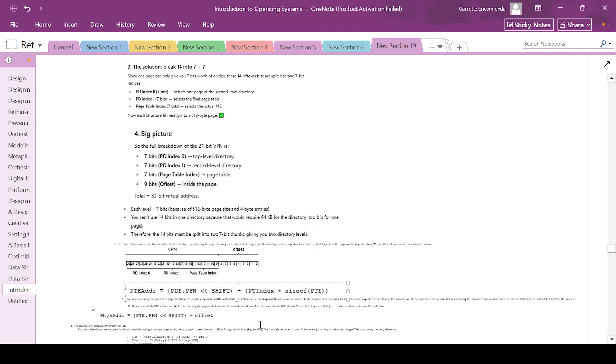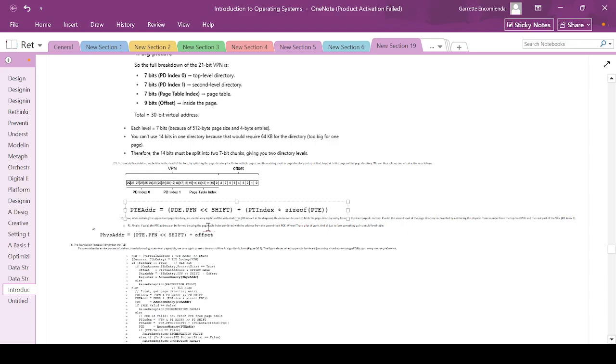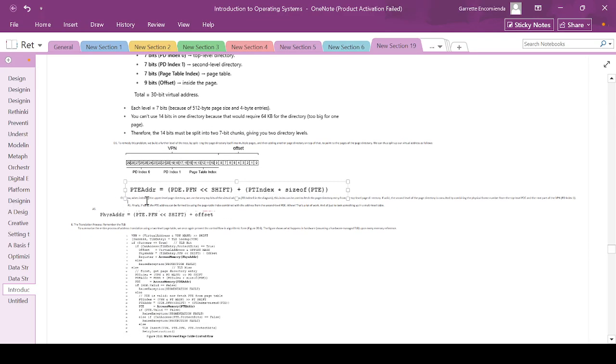So that's why the formula for the actual page table entry address requires the PDE and the page table index. This is how it looks in its full form. Again, we calculate that VPN and we add the offset to convert that into the actual physical address.